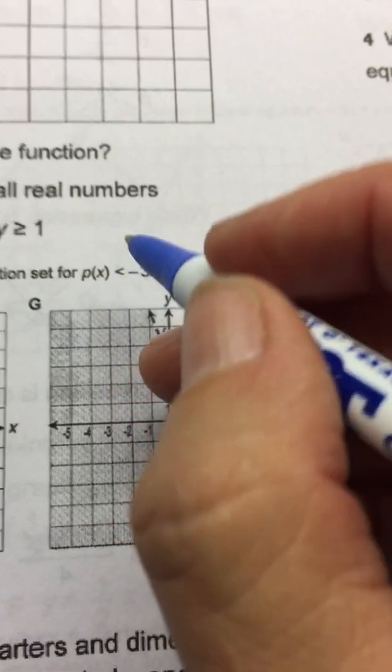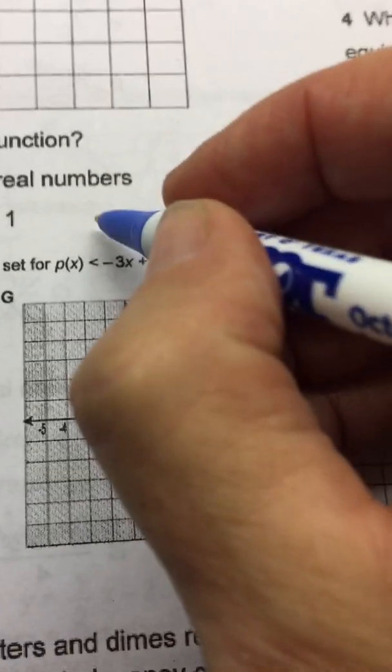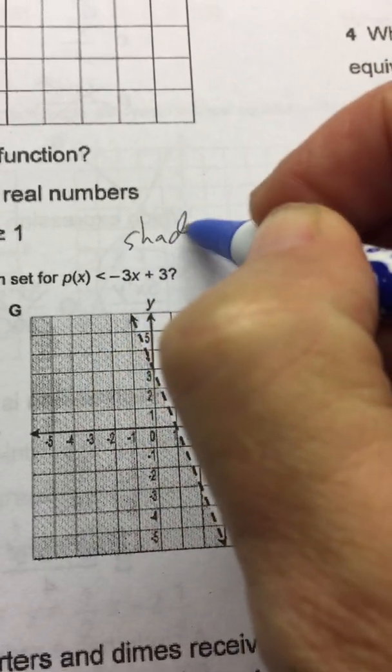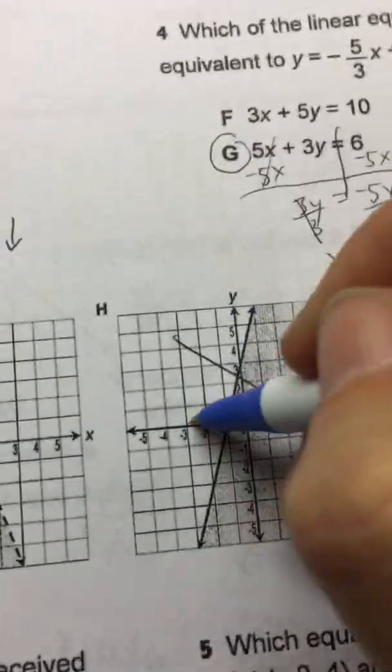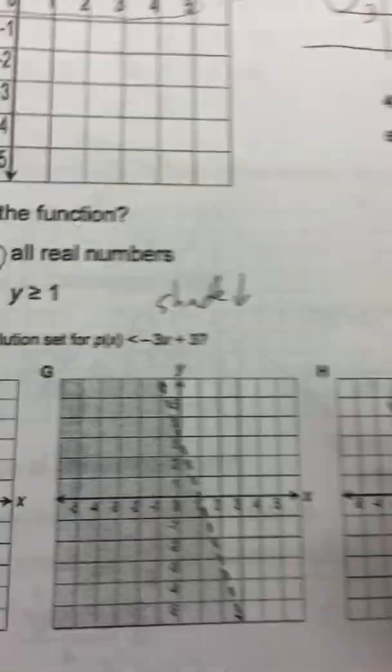So this is shade down because the y's are on the small pointed end. So I'm going to shade down below the line. Is it a solid line or dashed line? Yep, it's a dashed line. So this one's gone. That one I keep. This one's gone. And that one I keep. I got 2 dashed lines.